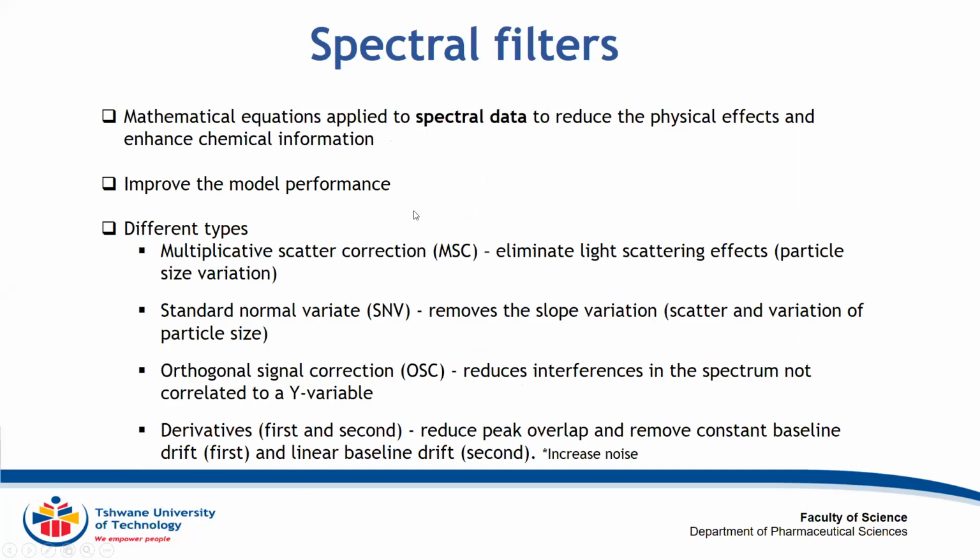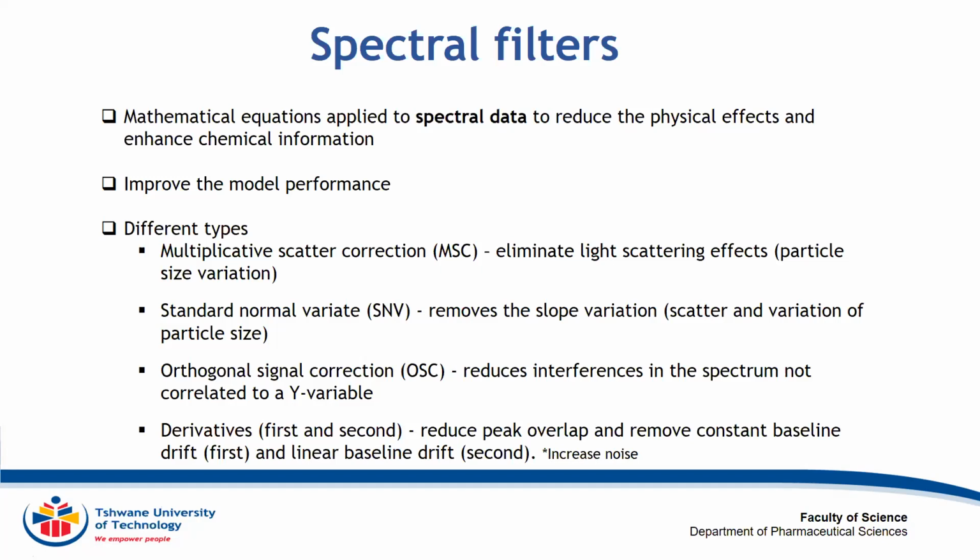The other type of data pre-processing is spectral filtering, or spectral filter signal correction, where once again, mathematical equations are applied on spectral data to reduce physical effects and enhance information. Spectral filtering is usually applied to your infrared spectroscopy data. That's your MIR, NIR, and NMR maybe as well.